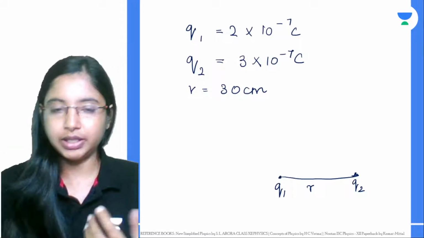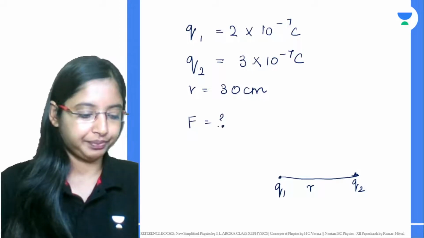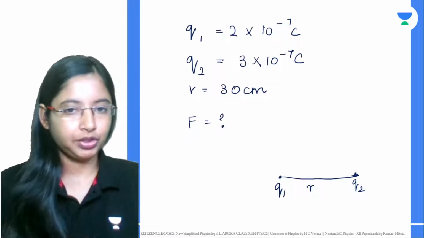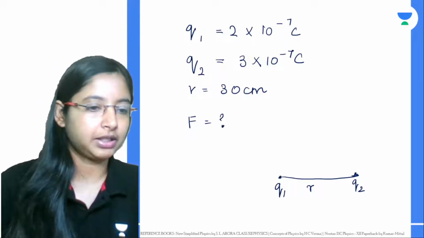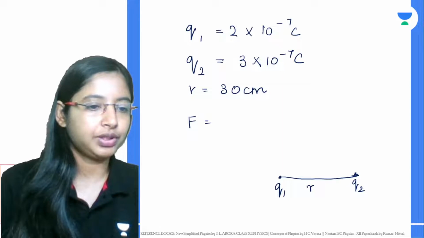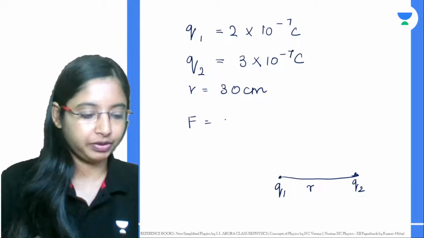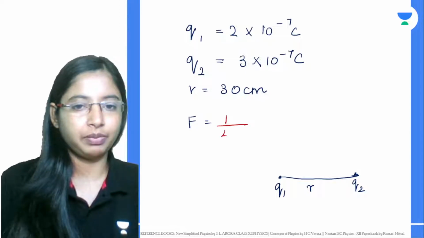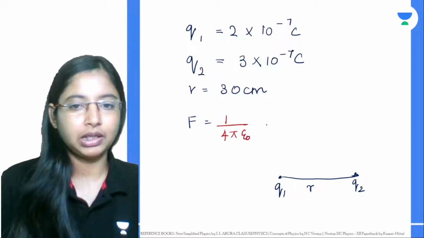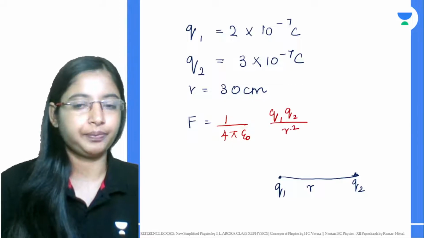Alright, so knowing this, what will be the force acting on them? You can solve the question. If you solve it before me, share it in the chat box. Alright, I'll start solving. To find the force, it's very simple. Electrostatic force is given by Coulomb's law, which is 1 by 4 pi epsilon naught Q1 Q2 divided by R square.